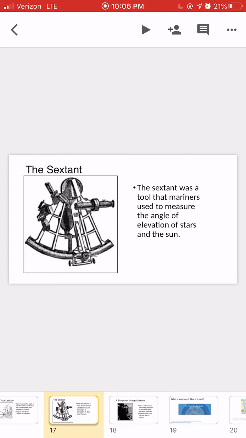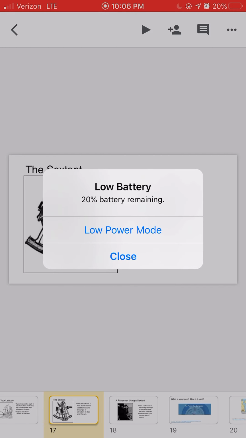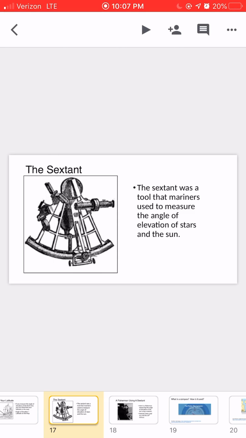So the sextant. Yesterday we talked about this and I had a link for you to use to check it out. But here is a good definition. The sextant was a tool that mariners used to measure the angle of elevation of the stars and the sun. So the sextant was used to measure elevation of the stars and the sun.